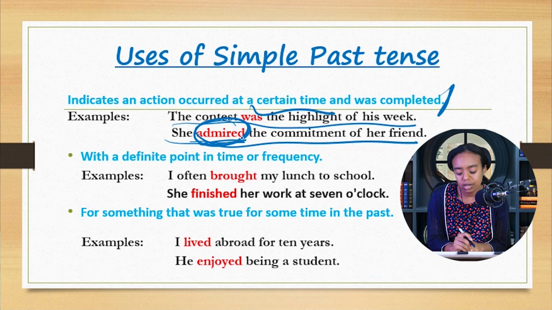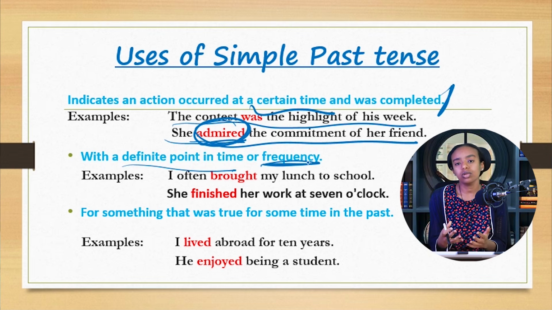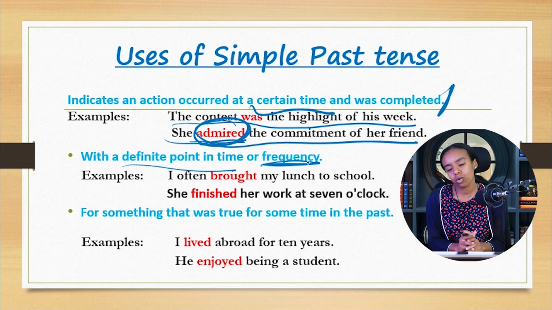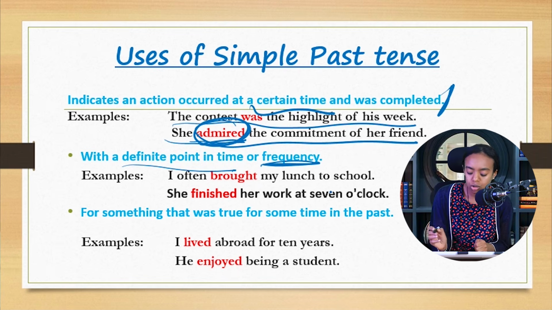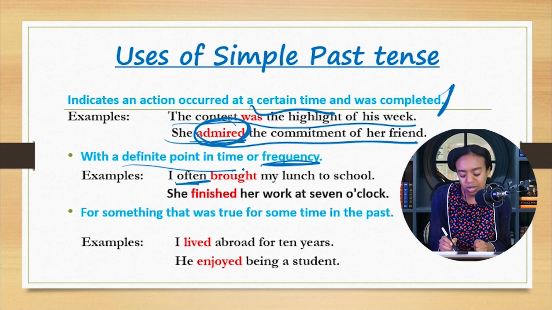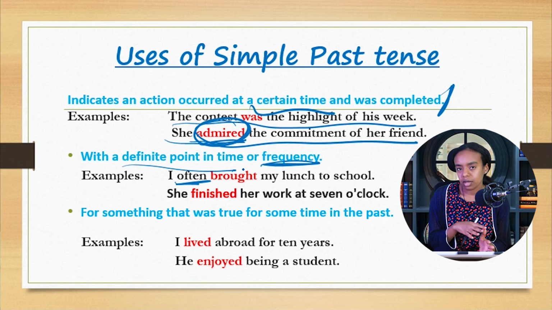The second use is with a definite point in time or frequency. Time ኖሮት ግን in the past ያለቀ ታይም ሆኖ ከዛም ጋር we can use the simple past tense. Let's see the first example. I often brought my lunch to school. ብዙ ጊዜ ምሳዬን ትምህርት ቤት አመጣ ነበረ። In the past it's done.